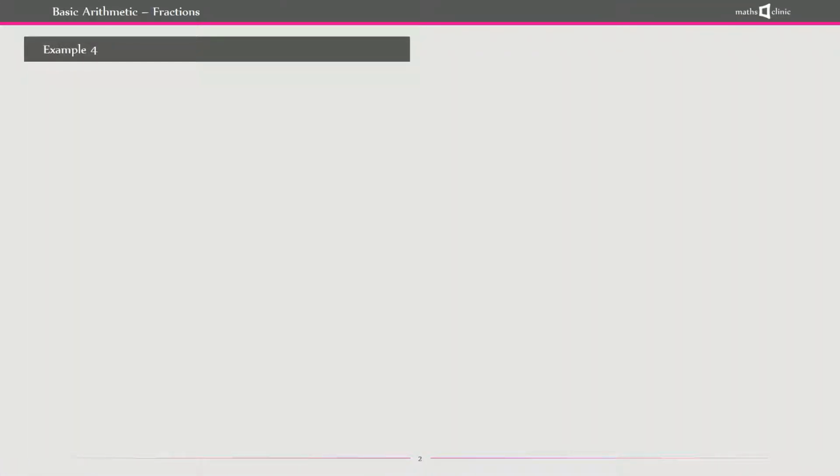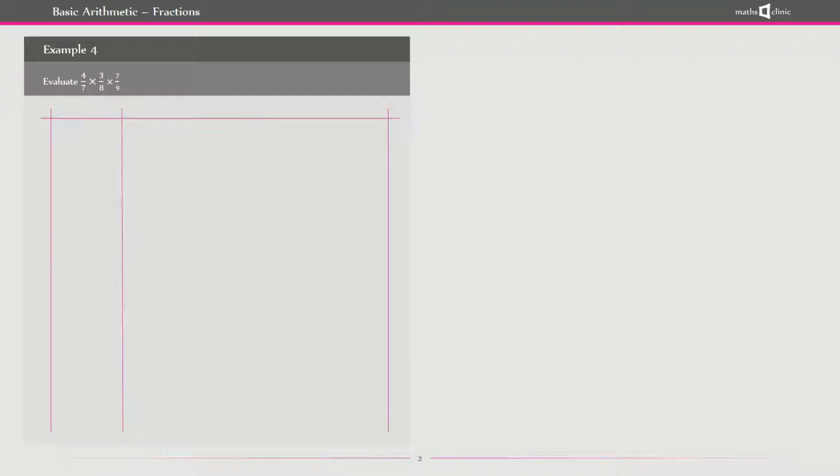Okay, so example 4. Example 4 says evaluate 4 over 7 multiplied by 3 over 8 multiplied by 7 over 9. Okay, let's jump right into it. So when you multiply fractions, it's actually fairly easy. Basically, I have all the fractions here: 4 over 7 multiplied by 3 over 8 multiplied by 7 over 9. And I'd basically just go 4 times 3 times 7. 4 times 3 is 12, times 7 is I think we have 84. Okay, and I'd multiply the numerators out.